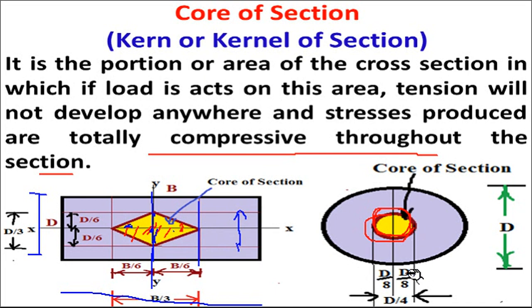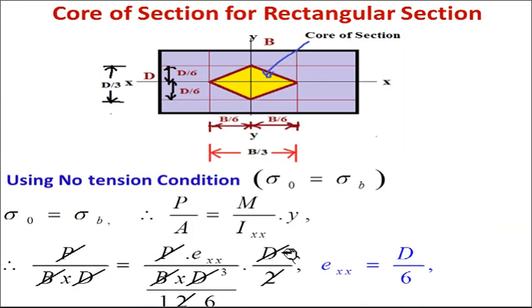Similarly, for the circular section, it is d by 8, d by 8 from the center. This is the center of the column here. From the center, d by 8 on this side and d by 8 on this side, and the addition of these two will be d by 4. So that is the distance of the core of section.